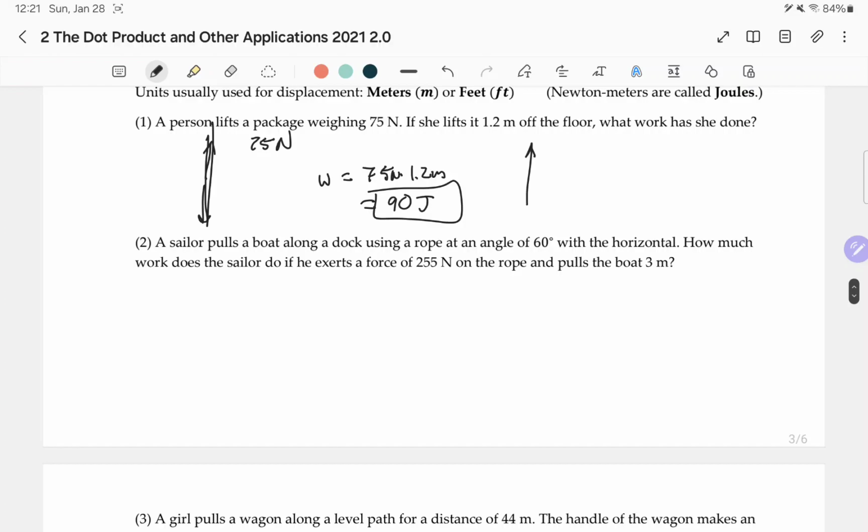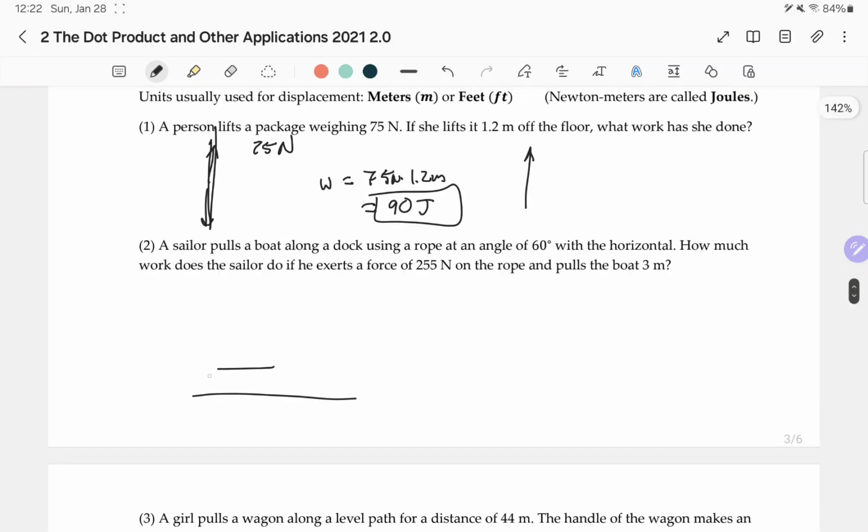However, this second question is a little more complicated. A sailor pulls a boat along a dock using a rope at an angle of 60 degrees with the horizontal. That should look something like this. If we have our boat here, and then the man's here, and then he grabs the rope, and it's 60 degrees like that. And he's standing on the dock.